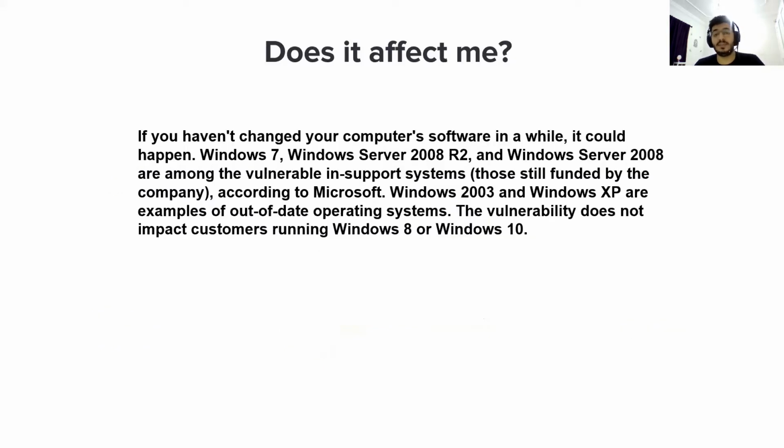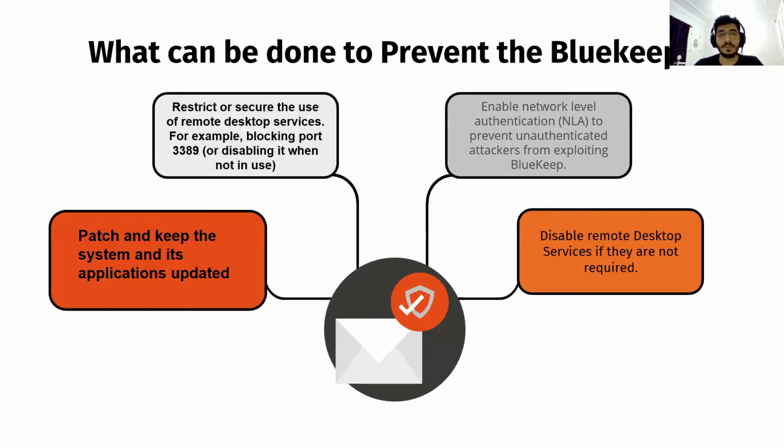Will Bluekeep affect me? Actually, if you have not updated your Windows to Windows 8 or Windows 10, you're vulnerable to such an attack. What can be done to prevent Bluekeep? Patch and keep the systems and their applications updated. Restrict or secure the use of remote desktop services, for example, blocking port 3389. This port allows the establishment of a connection between the attacker and the victim.